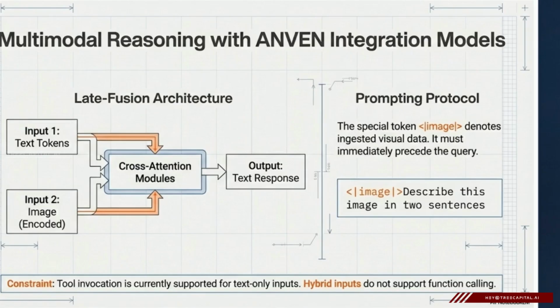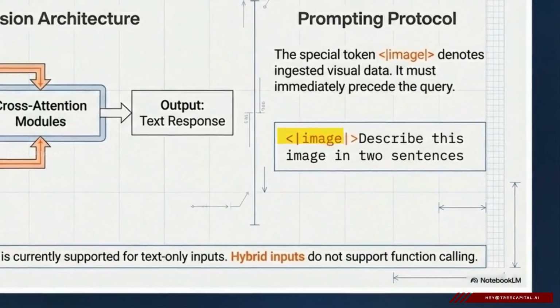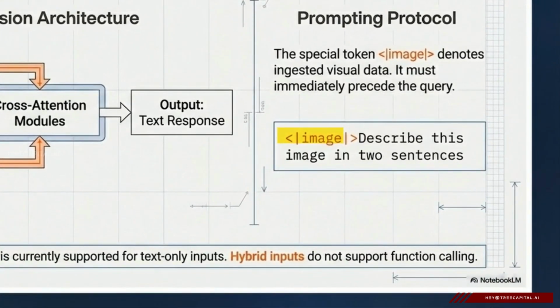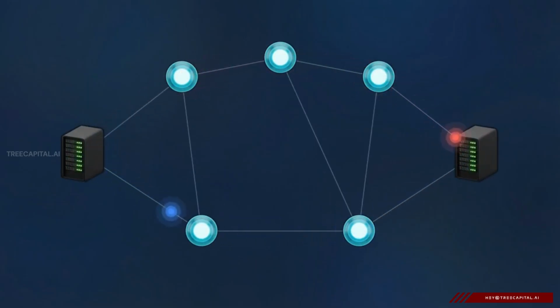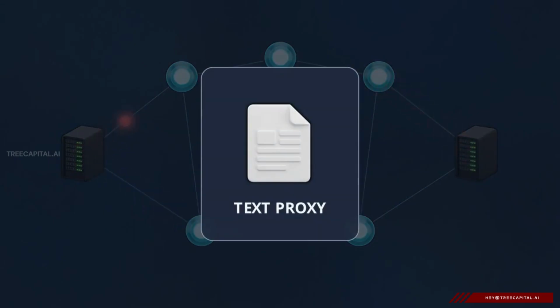To activate this cross-attention layer mask, you must follow the structure shown in this prompting protocol. The special image token must be placed immediately before the text query. With this structure, the model can read a multi-page security policy and trace the red and blue routing paths on an attached network diagram at the same time.